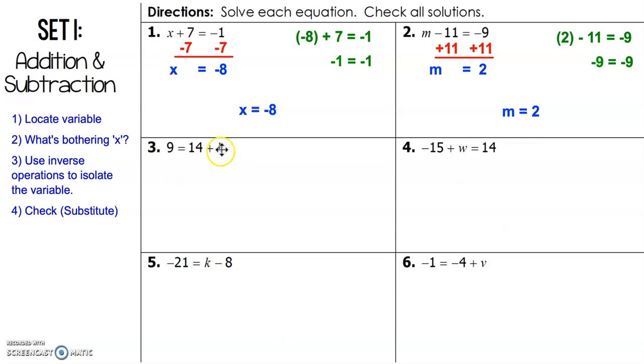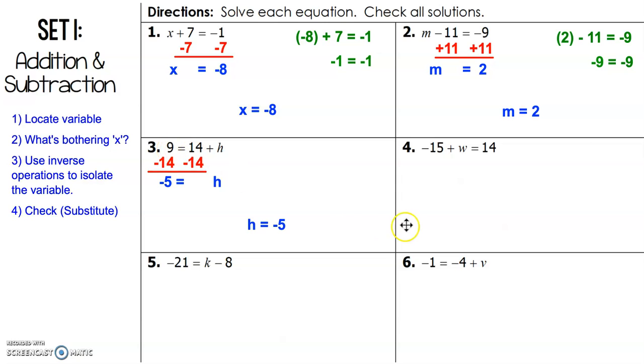Right, our variable here is h. We have a +14 that's being added to it. So what's the opposite of a +14? So we need to subtract it. 9 minus 14 gives me a -5. The 14s go away, and I'm left with h on the right. So h must be -5. So h is equal to -5. Is 14 plus -5 9?